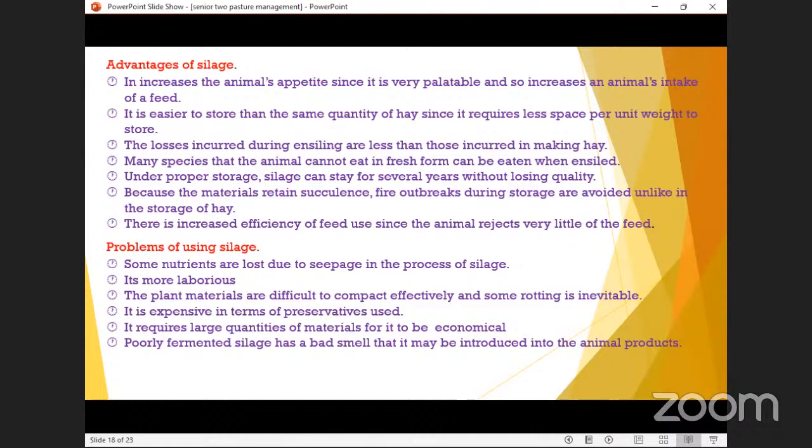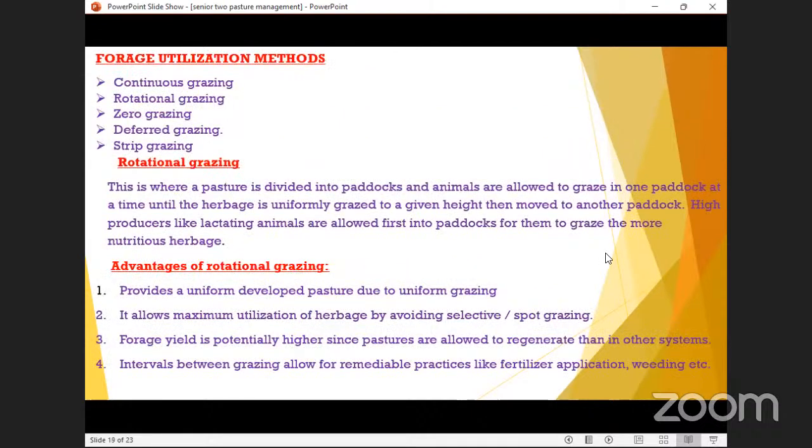And then the last one says poorly fermented silage has a bad smell that may be introduced to the animal products such as the milk. When the animal feeds on the silage which is poorly fermented, it will smell, and the milk will lose market.